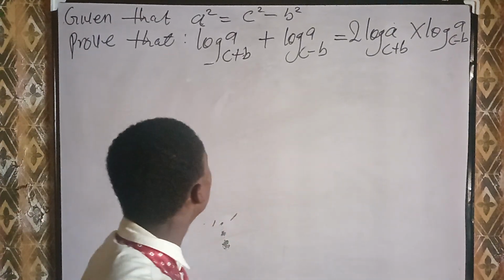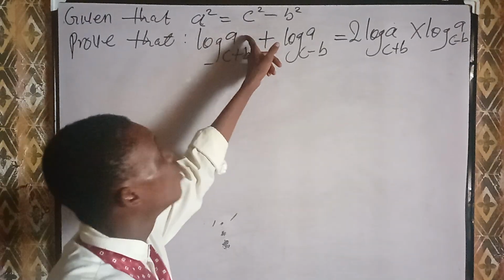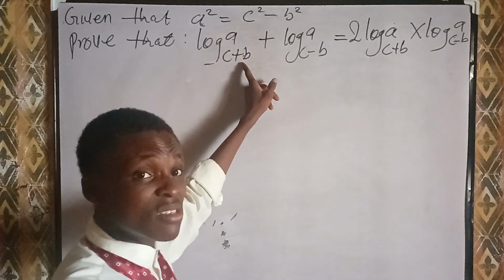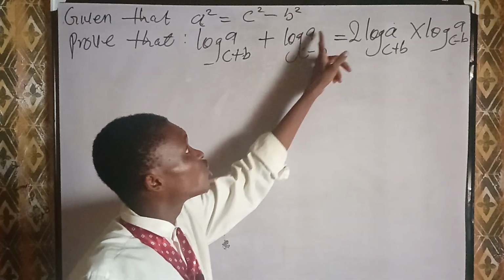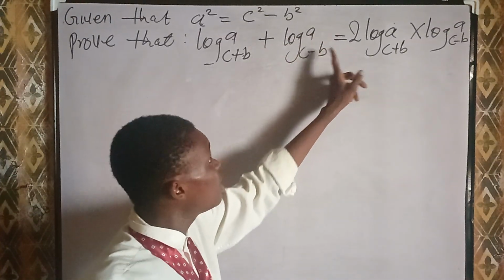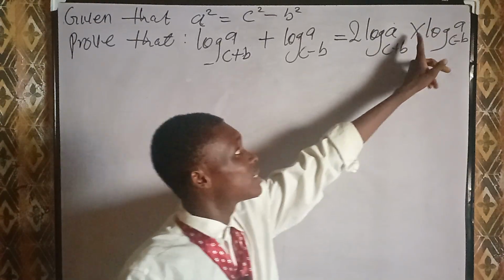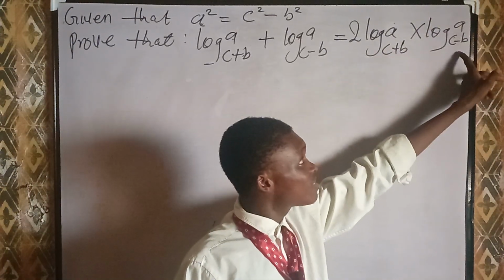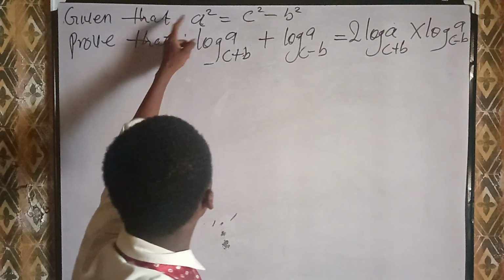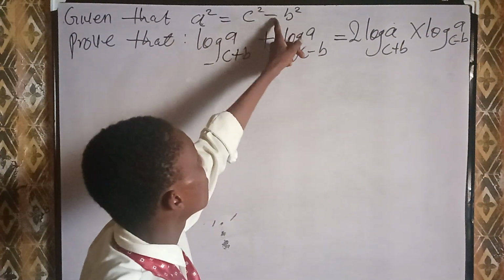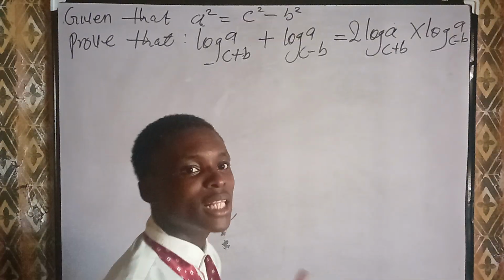Our task today, we're asked to prove that log_A(C+B) + log_A(C−B) = 2 log_A(C+B) × log_A(C−B), given that A² = C² − B². All right, how do we solve?